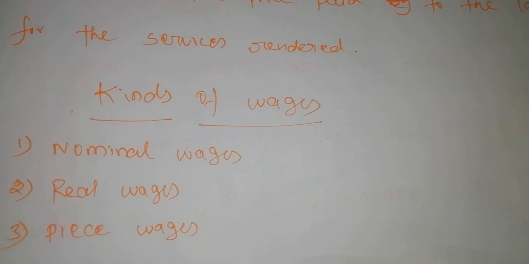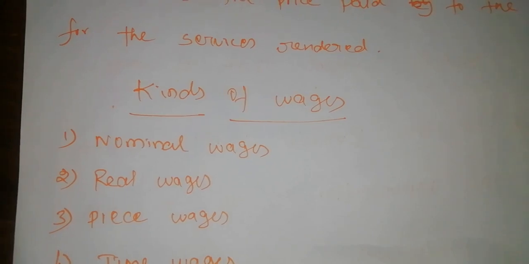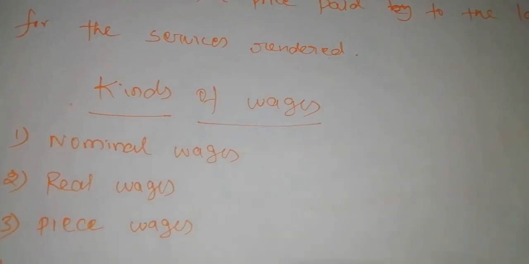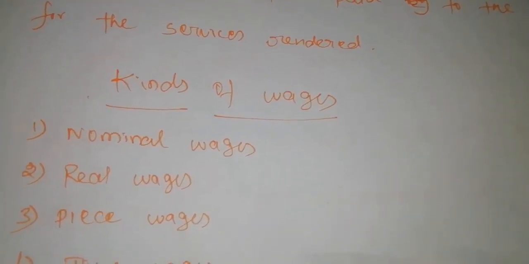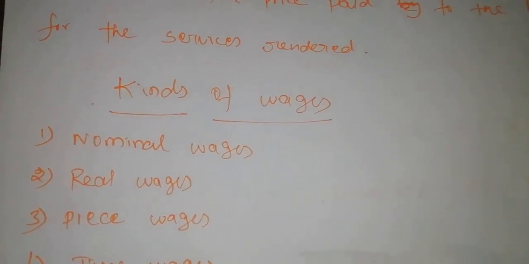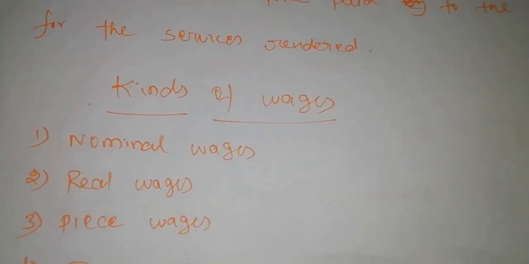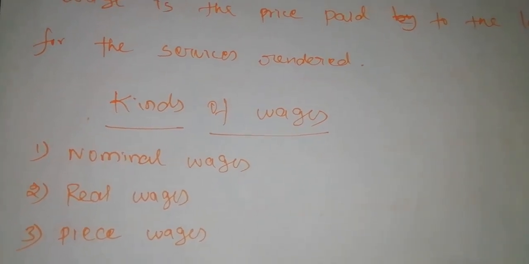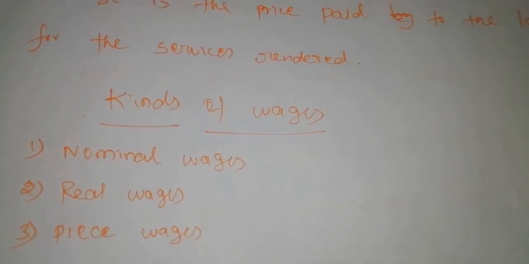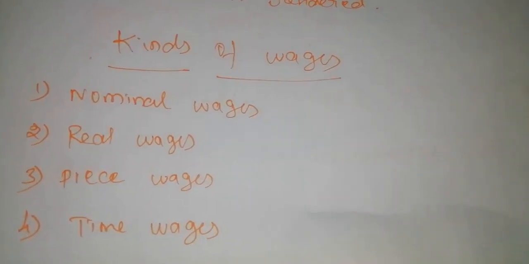Next, piece wages. According to this, the wages are paid on the basis of the quantum of work done. So if you are getting wages on the basis of the quantum of work done, it is considered as piece wages. On the basis of how much work we have done within one day, we will get some wages. That is called piece wages. Normally contractual persons always get piece wages. If you complete some amount of work, he will get some wages. Next, time wages.